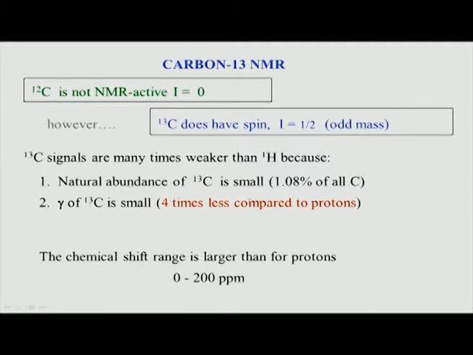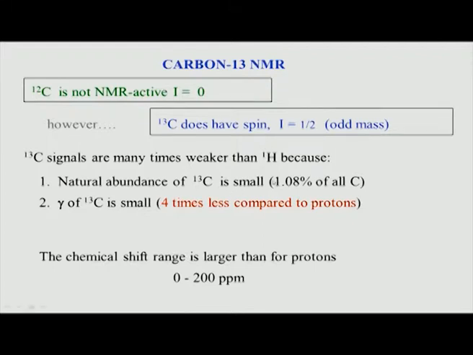The only problem is that C13 is pretty weak, very weak compared to hydrogens, and the reason for that is given here. There are two reasons mainly. The number one is the natural abundance of C13 is very small. So typically 1% of all carbons in the molecule will be carbon 13. That means if I take a collection of molecules, out of every 100 carbons, 1 carbon will be carbon 13. So basically it means 100 times less concentration of carbon 13 compared to hydrogens.